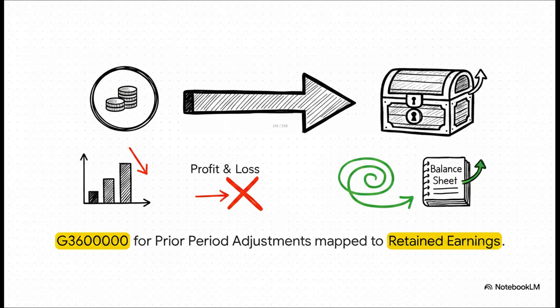And the 2026 template handles that exact nightmare scenario so elegantly. Look at account G30000. It is dedicated exclusively to prior period accounting adjustments. So rather than taking a hit on a current expense line, this account safely routes those retrospective corrections directly into equity, specifically into retained earnings. This means your current profit and loss statement stays perfectly clean and untainted, while the balance sheet just absorbs that historical shock correctly. It's a total lifesaver.